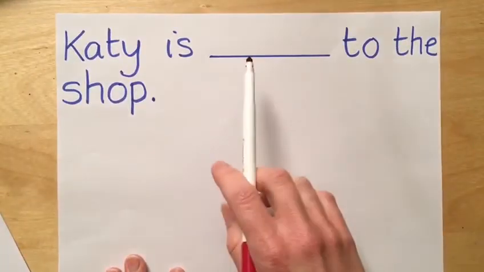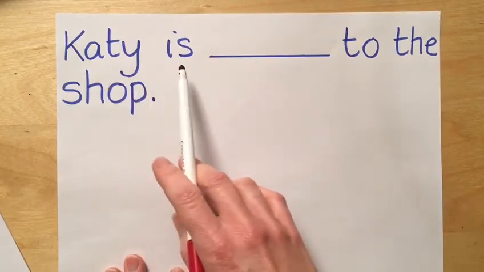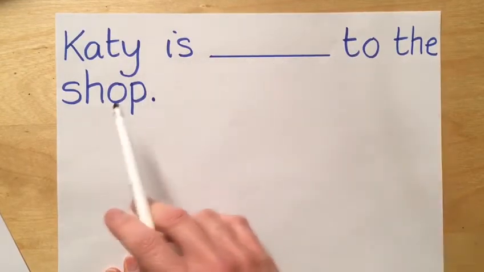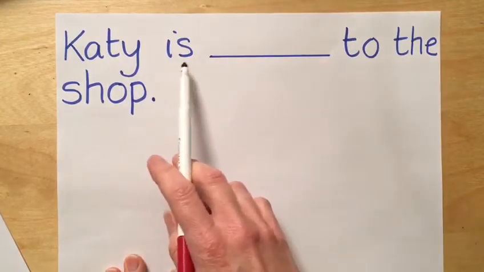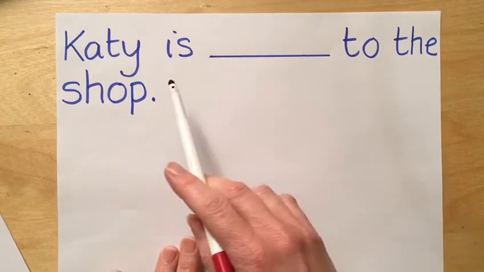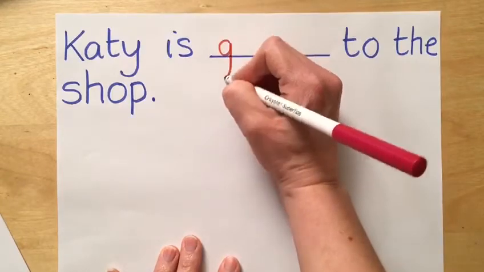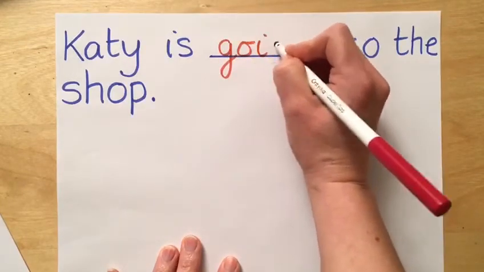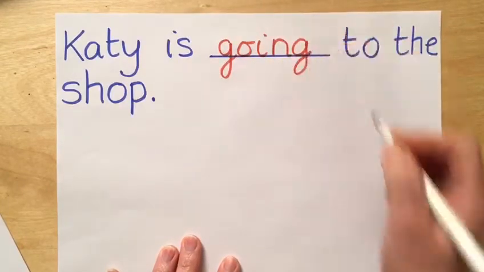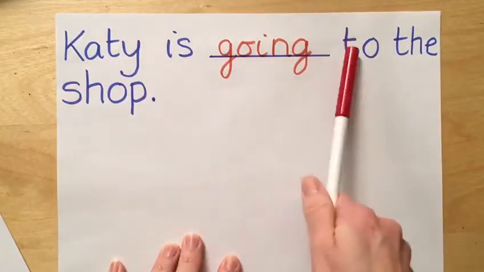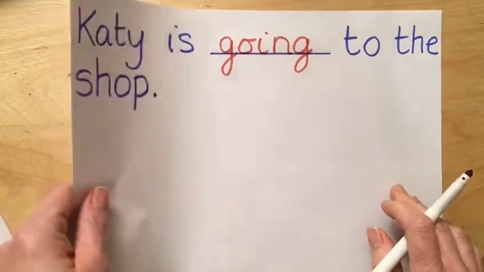Okay, what goes into this gap? Katie is something to the shop. Again, is. That's the clue. Katie is going. Well done if you've got that one. Katie is going to the shop. Okay, let's look at the next one.